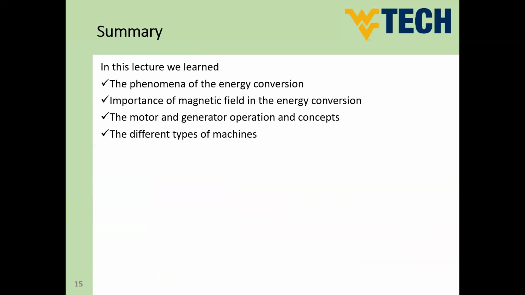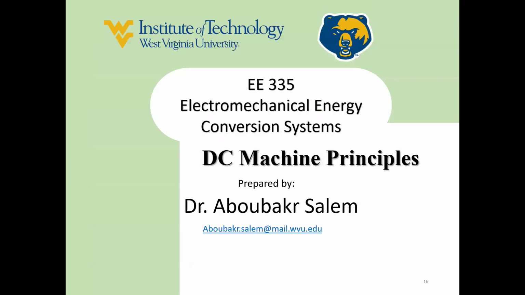So this is a summary of what we have described right now: the different types of machines, the phenomena of the energy conversion system, the importance of the magnetic field in the energy conversion system, the motoring and generating action concept, and the different types of machines. We're going to continue discussing, guys. We still have some time, so I'm going to continue in the next material, which starts with the principles of DC machine operation.